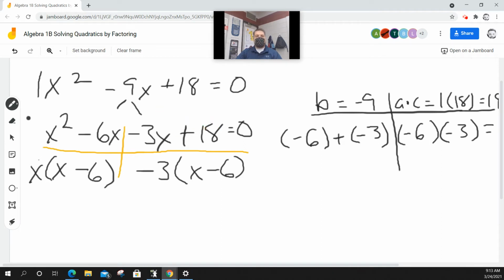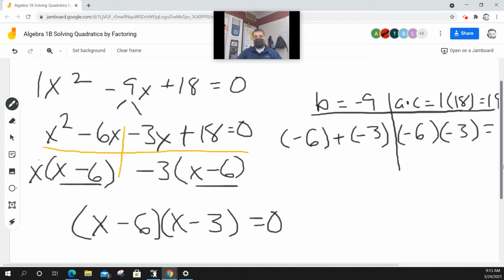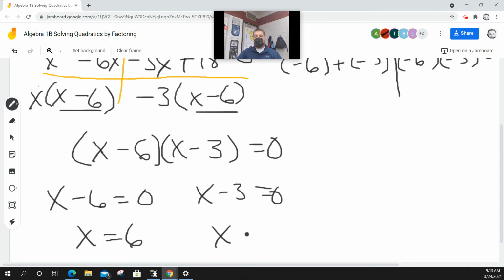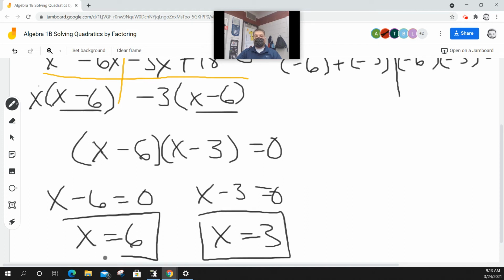So now I'm going to factor out this common factor of x minus 6 times whatever's left over, which is x minus 3. That's all set equal to 0. Then I say x minus 6 equals 0. X minus 3 equals 0. Then x equals a positive 6, and x equals a positive 3. And that is it on that one.